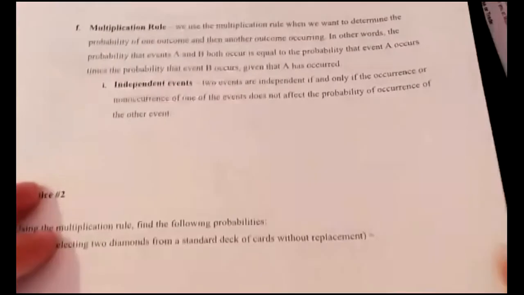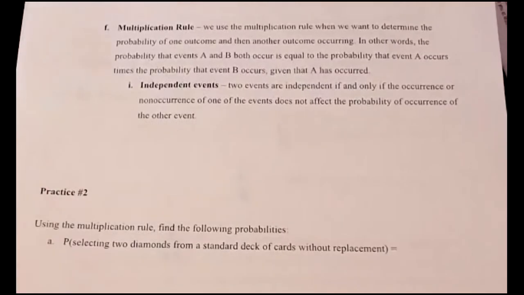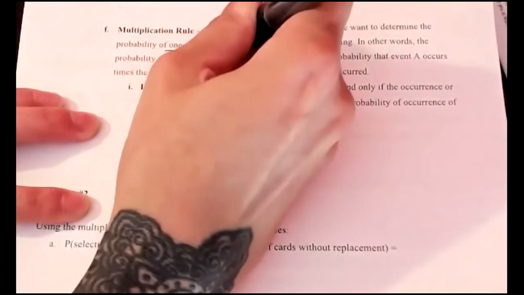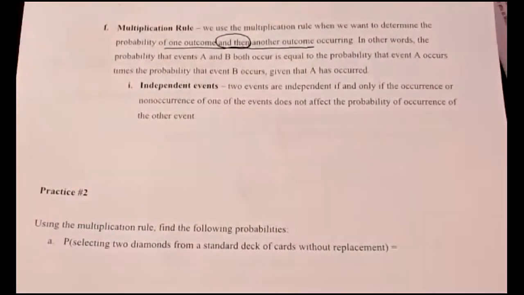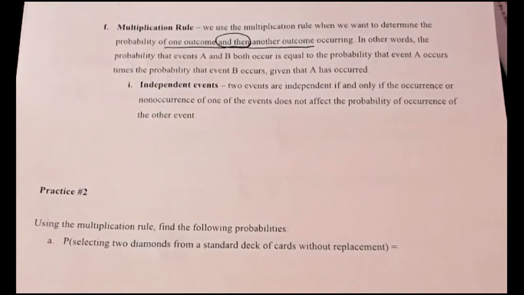Next, we have something called the multiplication rule, which obviously tells you what we're going to do. If we want to determine the probability of one outcome and then another outcome occurring, we use a multiplication rule. So here's something really important for you. Can you underline one outcome and then another outcome? When you hear that word "and," you can pretty much guarantee you're using the multiplication rule.